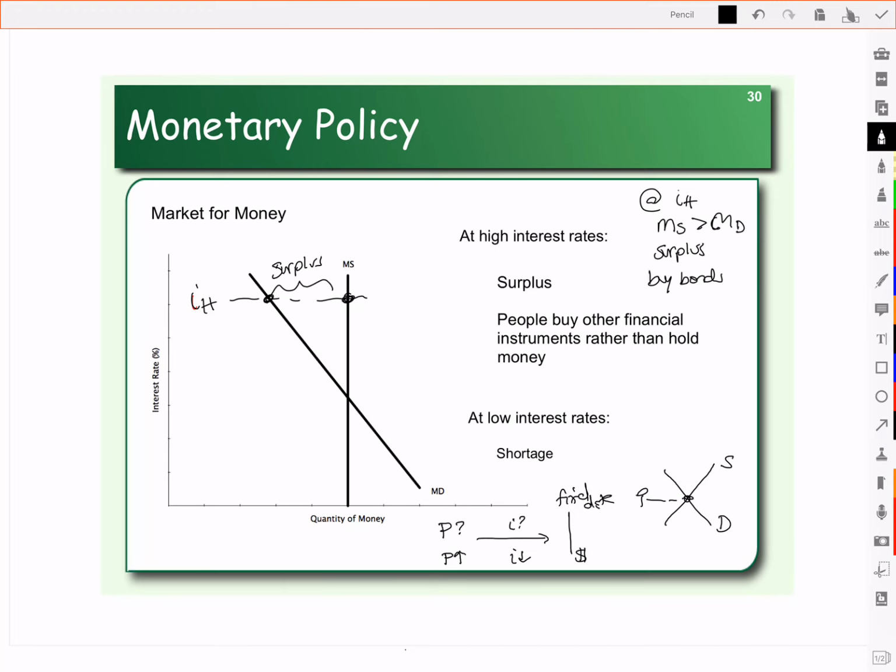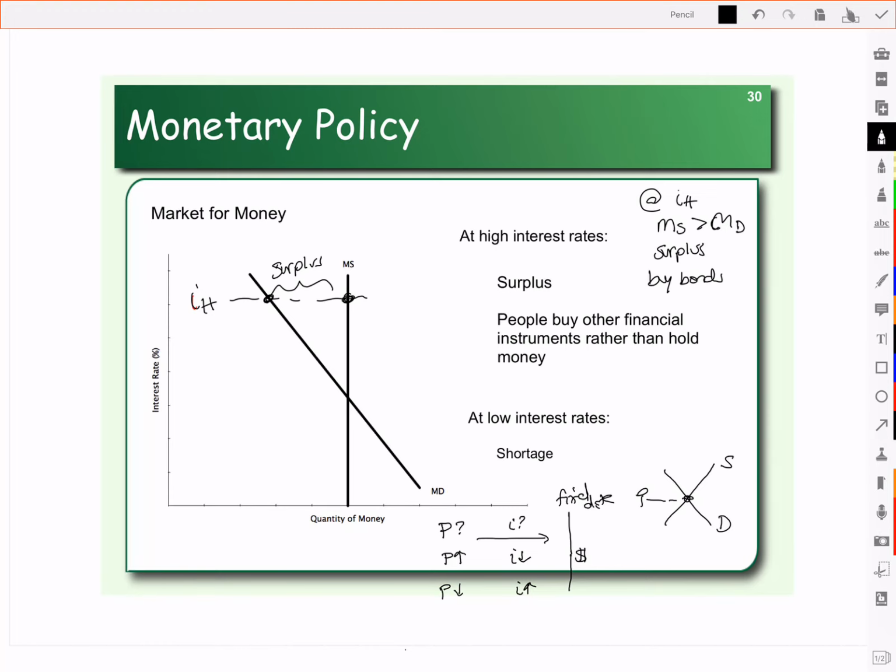Because at maturity, the bond has a fixed value that doesn't change. If the price of bonds goes down, then the interest earned on the bond increases, so it can still maintain that same fixed value at maturity. Okay, so let's go back to our money market.